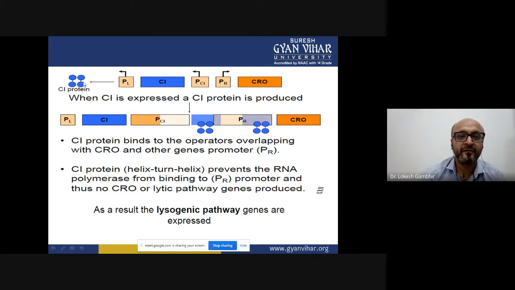If you talk about the C1 protein, its structure is a kind of helix-turn-helix. What it does is prevent the binding of RNA polymerase to the promoter region, and thus there is no expression of the CRO protein. If there is no expression of the CRO protein, there is no inhibition of the C1 gene, and if there is no inhibition of the C1 gene, then of course the cell will prefer to go to the lysogenic path.